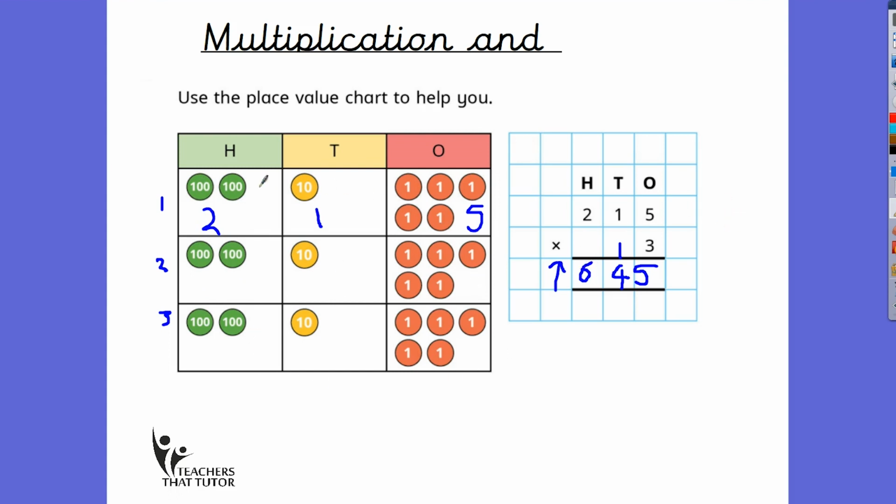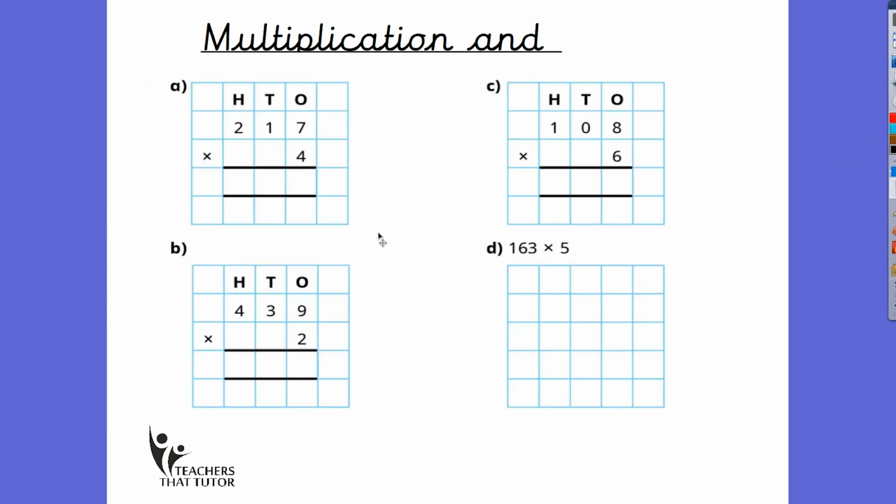Once the children understand that they're multiplying tens by 3 and hundreds by 3, then that abstract concept is clear in their mind and they can just move on to doing it without the visuals.